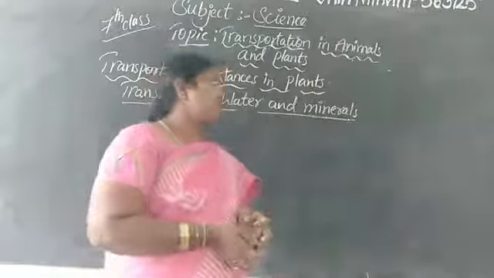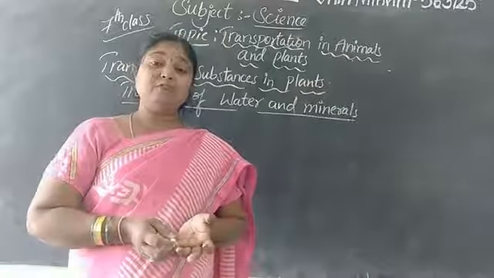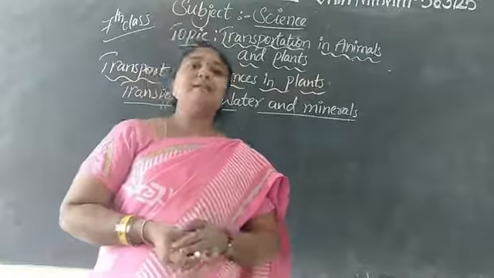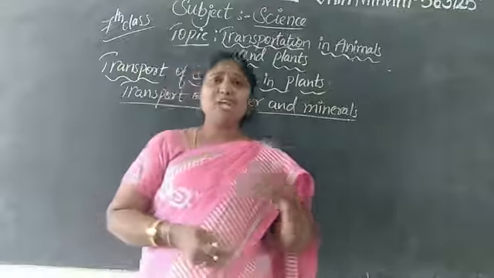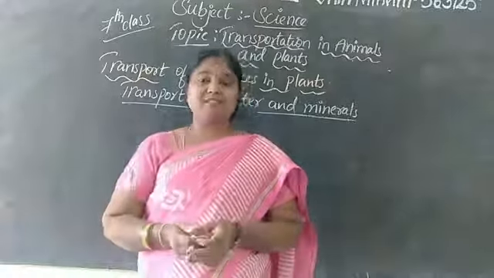Next, today's topic is transport of substances in plants. Until now we have seen about animals. Today we are going to see the transport of substances in plants. How are the plants going to get minerals, salts and nutrition? We take food: morning tiffin, afternoon lunch, snacks, tea, coffee, and night dinner. By this we get energetic food. Then how do the plants get their food?